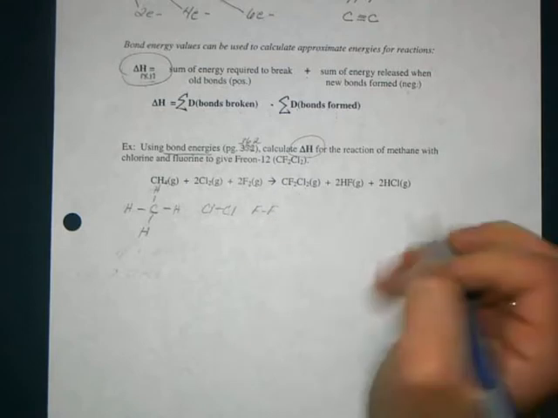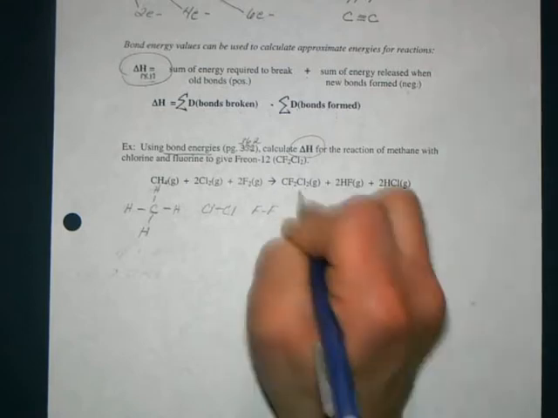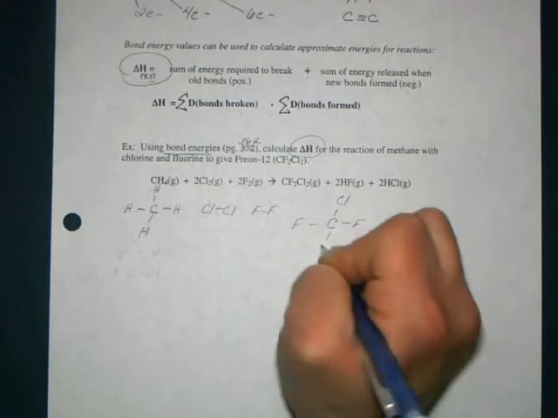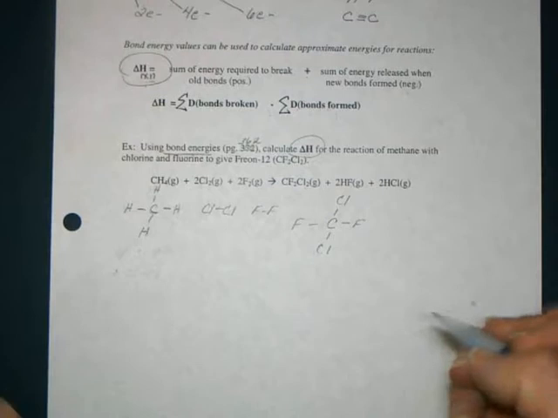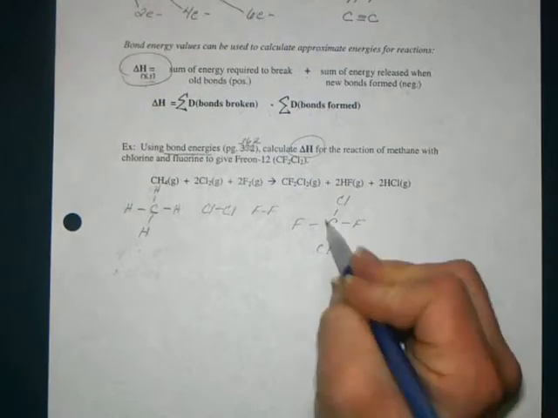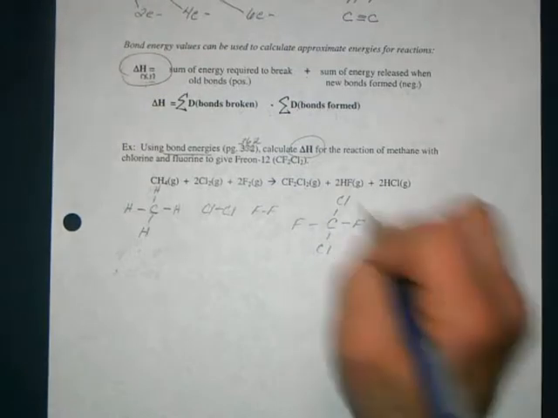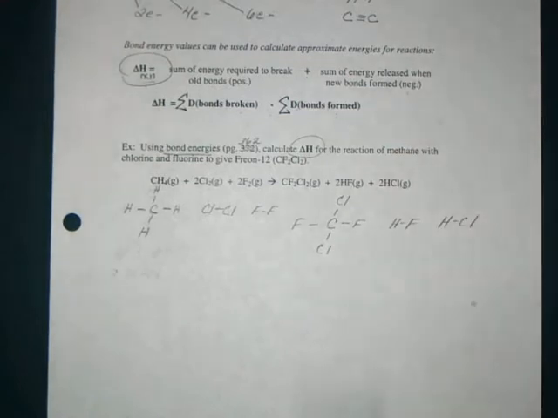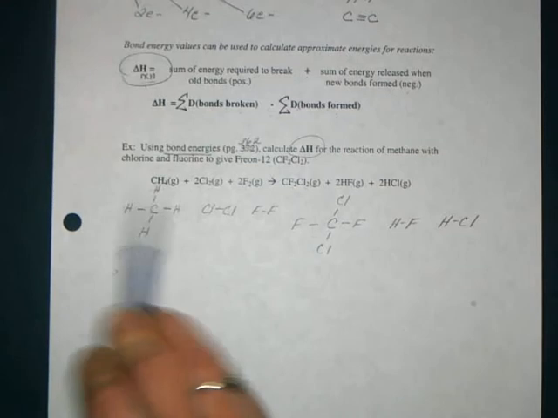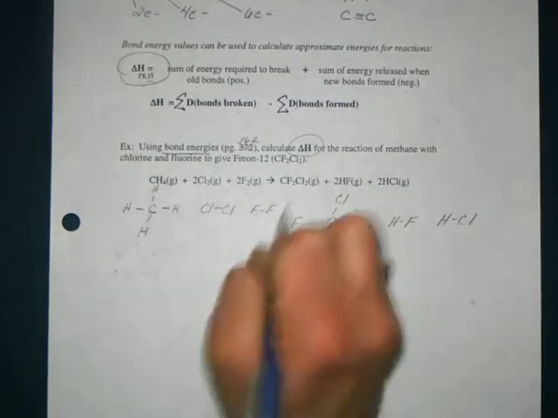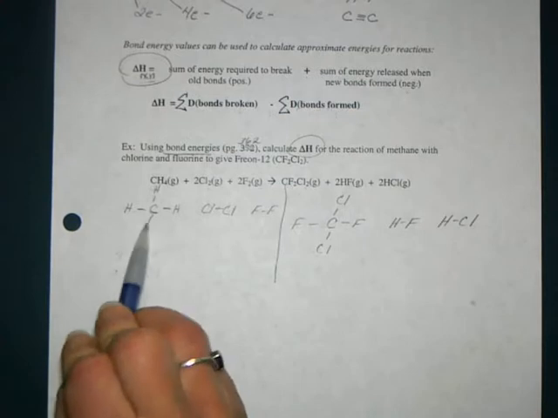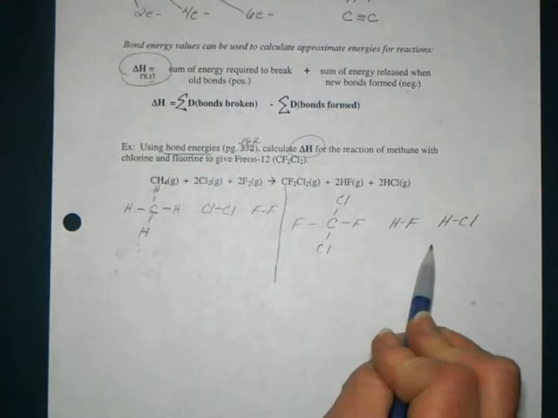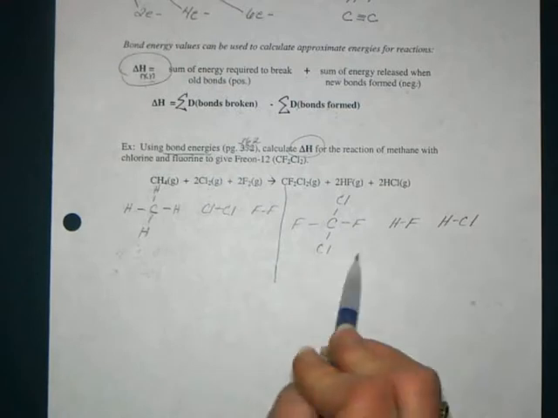We are making freon, which will be carbon, and it doesn't matter where we put our chlorines and our fluorines, as with single bonds, there's total rotation. We'll get more into that. Plus HF and HCl. All right, now, if we see these are reactants to products, we need to break every single one of these single bonds, because on this side there isn't one carbon-hydrogen single bond.